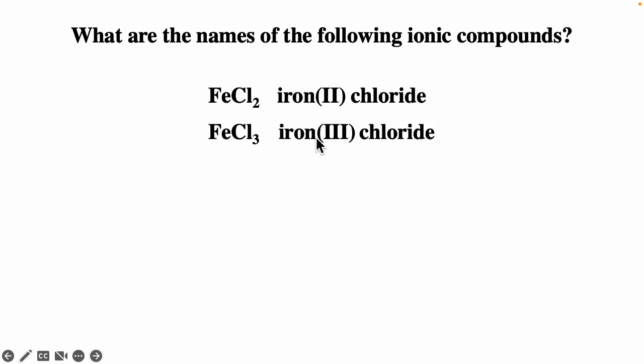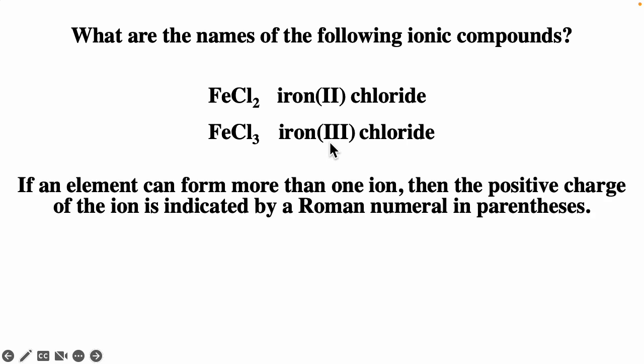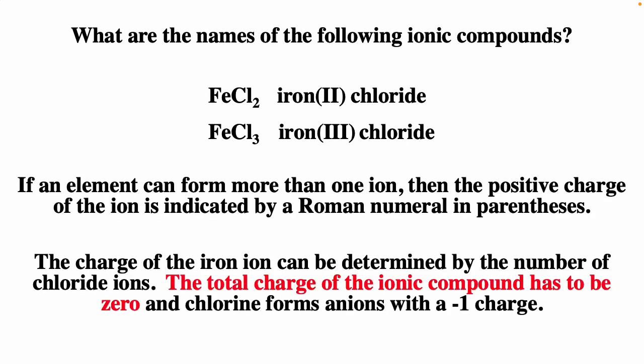And again, if you're not sure about the charge, you use the Roman numerals. And so the charge on the iron can be determined by the number of chloride ions. The total charge on a compound has to be 0. And so again, the ionic compound is composed of positive charges and negative charges, but the net charge of an ionic compound has to be 0.